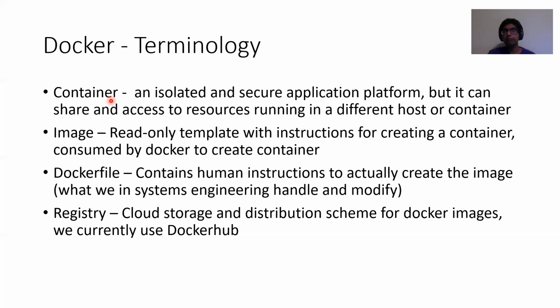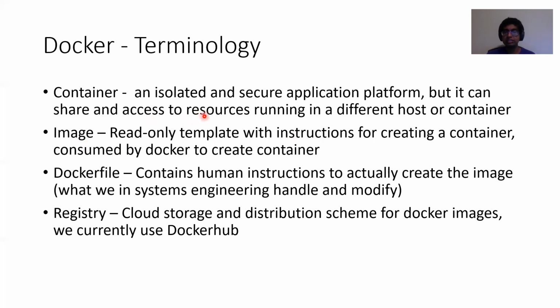But how do we know that the environment's the same? This is where the image comes into play. The image is the read-only template with instructions for creating a container. This is what Docker uses to actually create the container. Whenever you do docker run or docker compose run, anything like that, it's looking at the image that you stored locally, and based on that, it's creating the file system, the actual platform that we use. From this, you should be able to see that if two people use the same image, they will get the same container at the end.